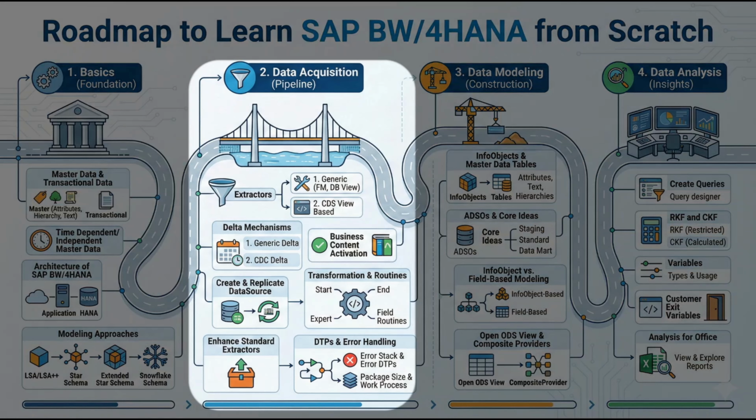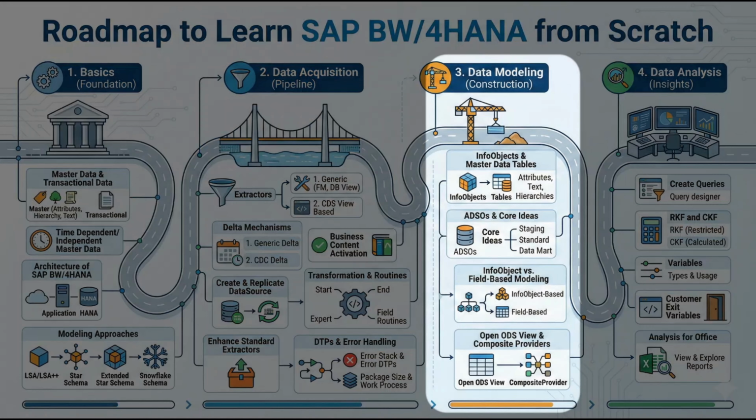Now at stage 2, you will learn data acquisition. This is all about bringing data into the system. You will learn to use different extractors like generic and CDS view based extractors. A big part of this is mastering delta mechanisms such as generic delta and CDC delta. You will also learn to set up transformations with different routines and use DTPs to handle errors smoothly.